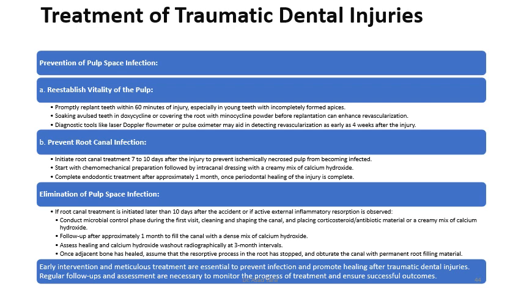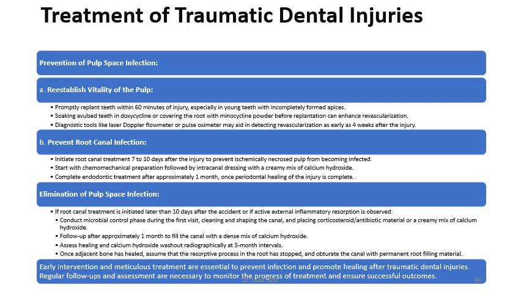Promptly replant teeth within 60 minutes of injury, especially in young teeth with incompletely formed apices. Soaking avulsed teeth in doxycycline or covering the root with minocycline powder before replantation can enhance revascularization. Diagnostic tools like a laser Doppler flowmeter or pulse oximeter may aid in detecting revascularization as early as 4 weeks after the injury. B. Prevent root canal infection.